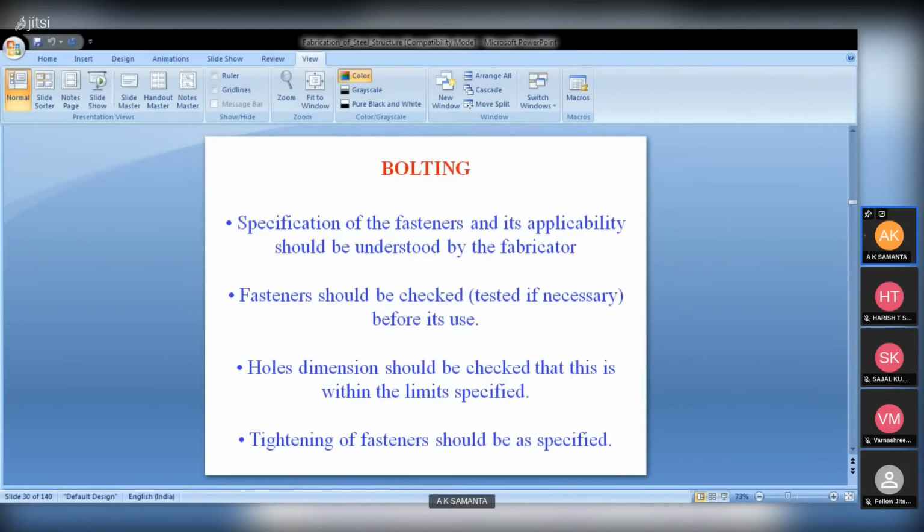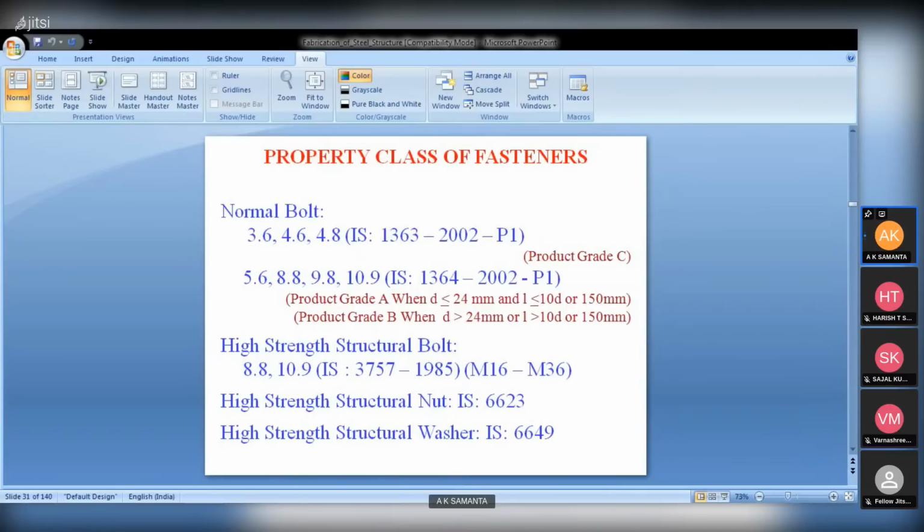Fasteners means these bolts are called fasteners, and their quality will not be checked. Now let me throw some light on the quality of the bolts. The specification of the fasteners and their applicability should be understood by the fabricator. We have our Indian standards. IS 1363 defines the normal bolt of 3.6, 4.6 and 4.8 grade, with product grade C. Another standard is IS 1364. It gives the bolt strength levels 5.6, 8.8, 9.8, 10.9 with grade A and B. Here grade A, B, C means the dimensions are the same, only the tolerances are controlled.